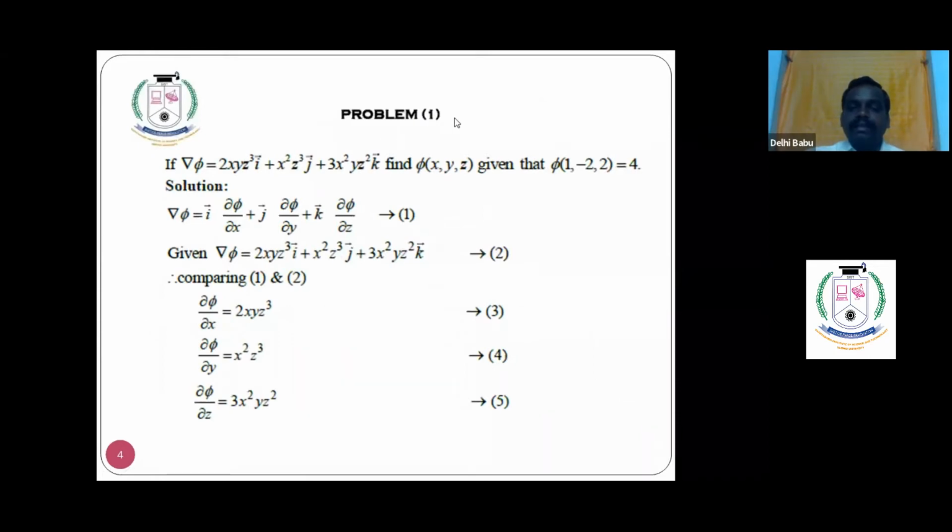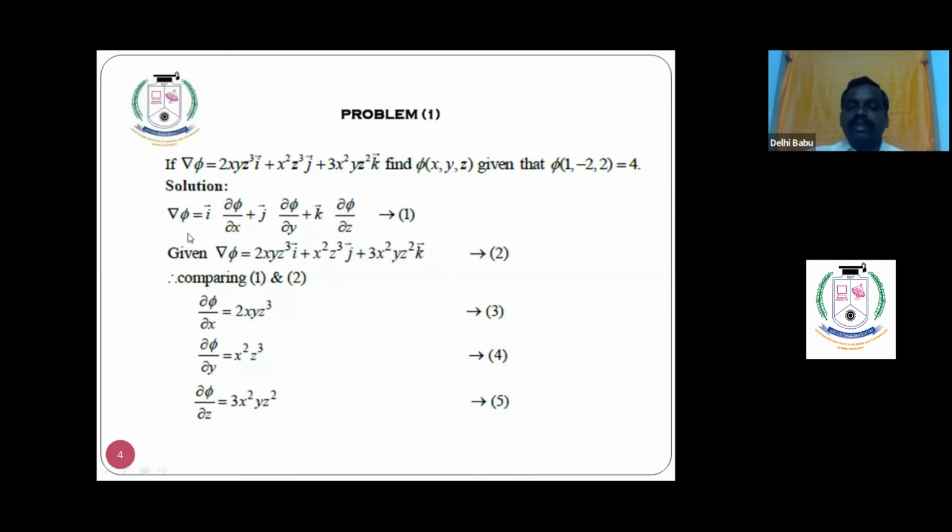Now problem 1. If del phi is equal to 2xyz cube i vector plus x square z cube j vector plus 3x square y z square k vector, then find phi, which is a function of x, y, z, given that phi of 1 comma minus 2 comma 2 equals some initial condition given. This initial condition is useful to find the constant. Our aim is to find phi, that means the scalar quantity, based on this del phi.